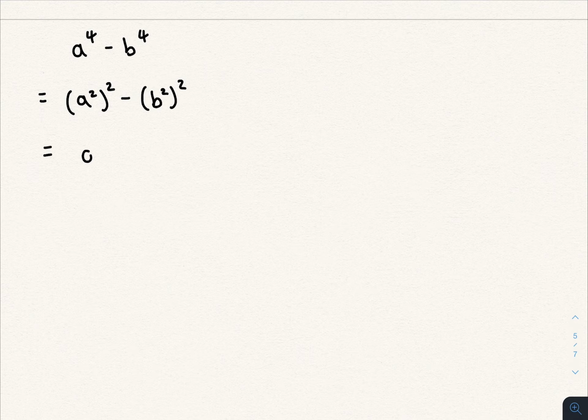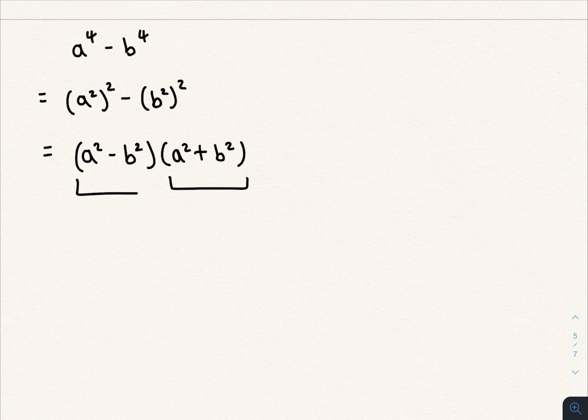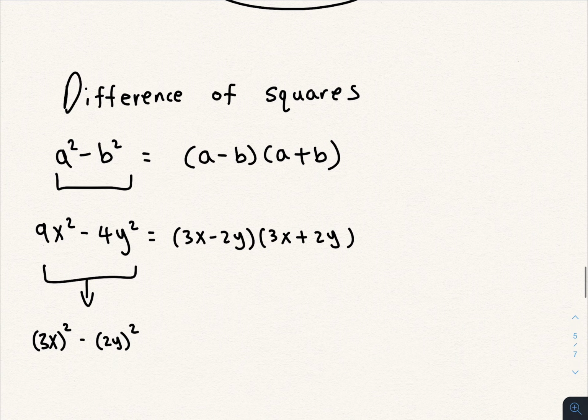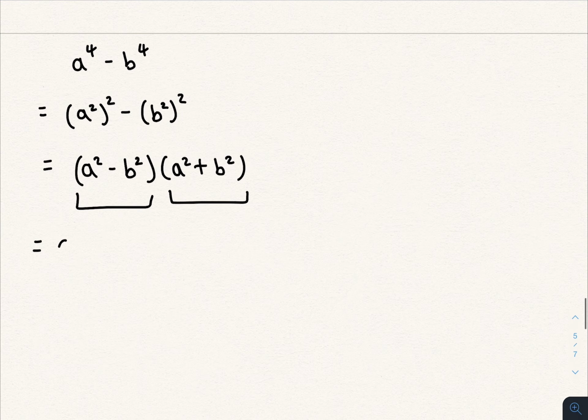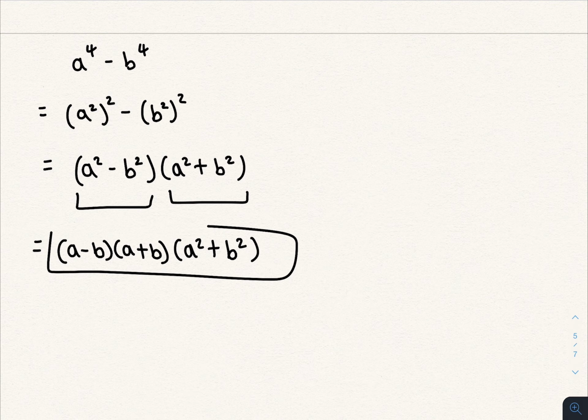You can rewrite this as a squared minus b squared times a squared plus b squared. In terms of factoring, we're not done yet because this one we can't factor further, but this one looks exactly like the rule we have up here, right? For difference of squares. We can rewrite that as a minus b times a plus b, and then this as well to include in the answer.